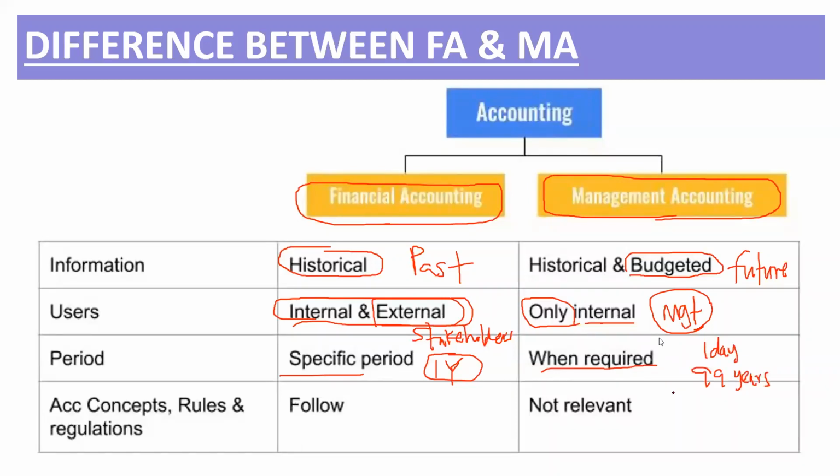99 years. All these government projects, like we know, the Colombo port city, or the highways, right? Highway projects. So most of our lands are given on 99-year lease to China. So the project proposal, they have to prepare the budget for 99 years. So it's about management accounting, forecasting the future.